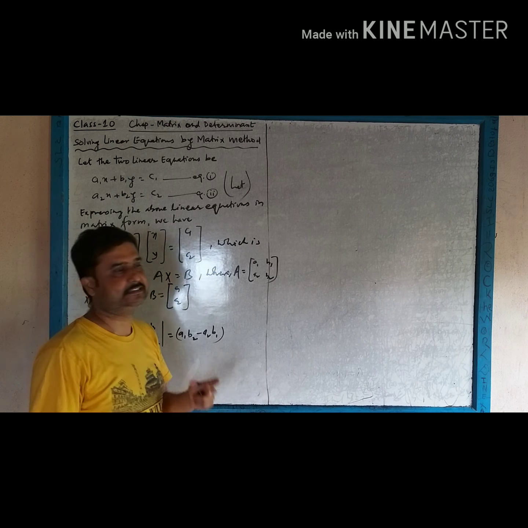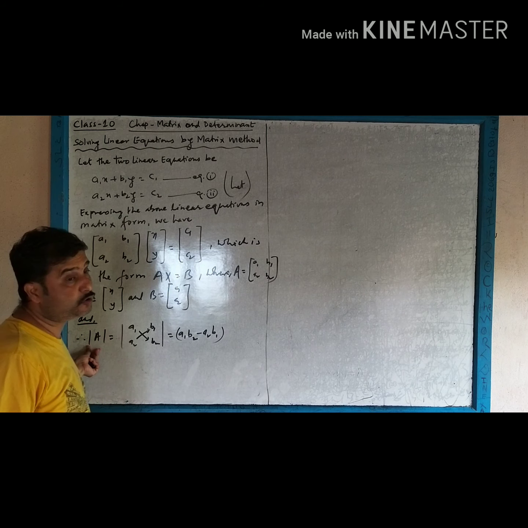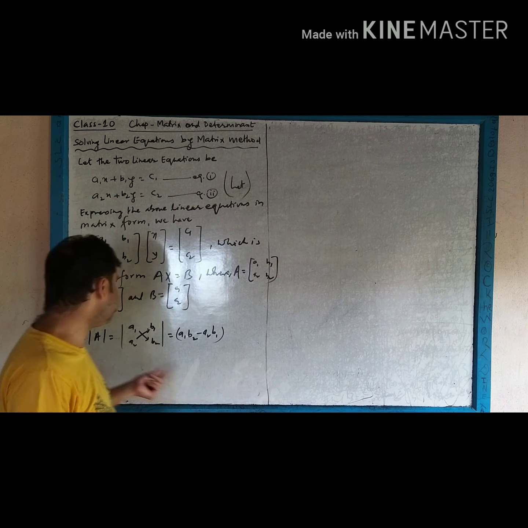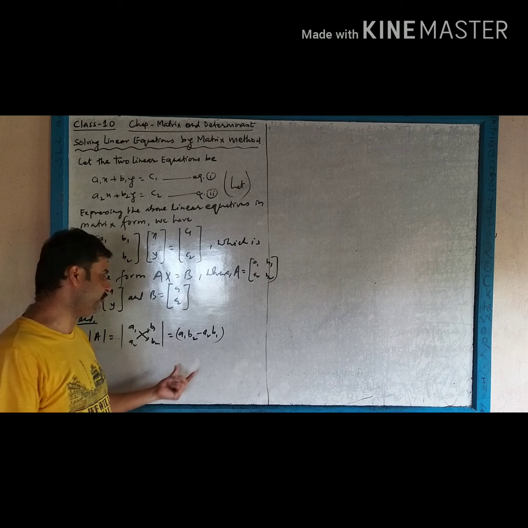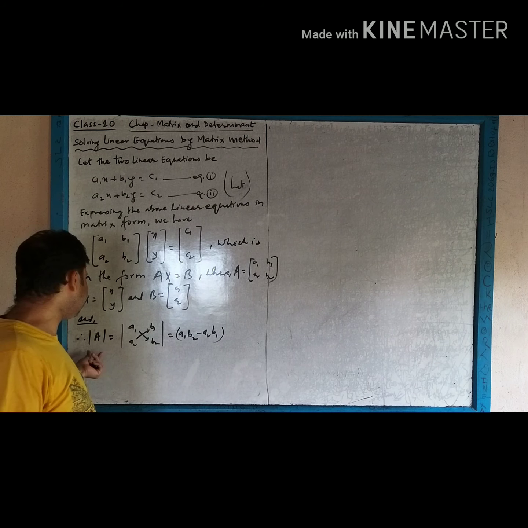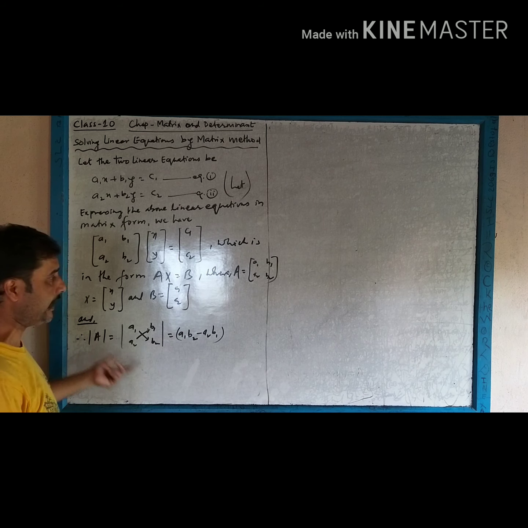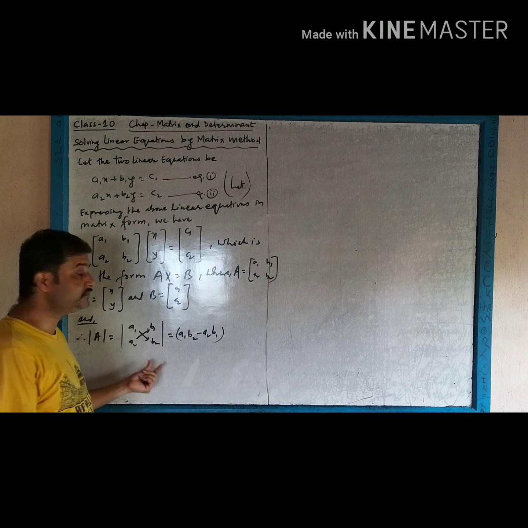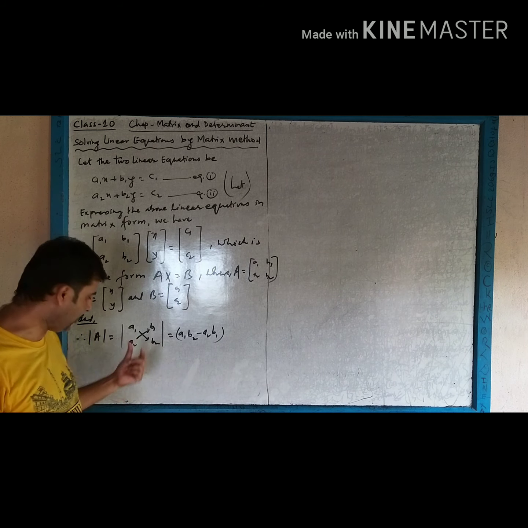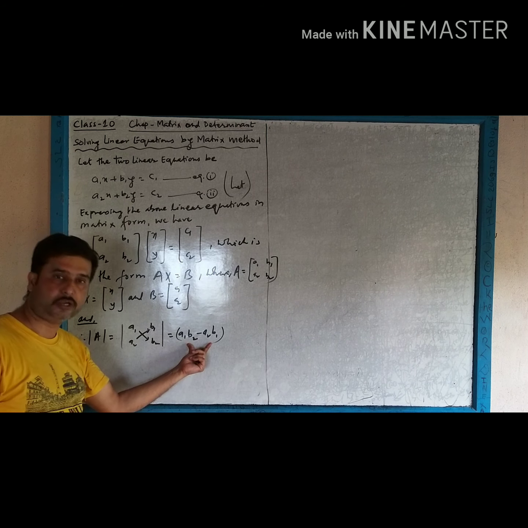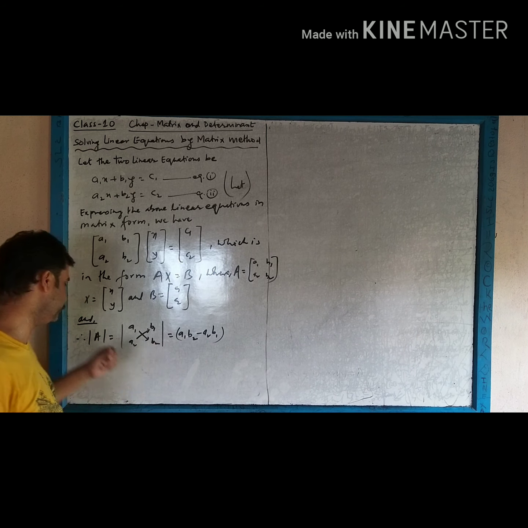Now we have two conditions. If the determinant of A is equal to 0, then what will happen? And if the determinant of A is not equal to 0, then what will happen? Let's assume that the determinant of A is not equal to 0. I will talk about the other case at last. Now we consider that this value is not equal to 0.